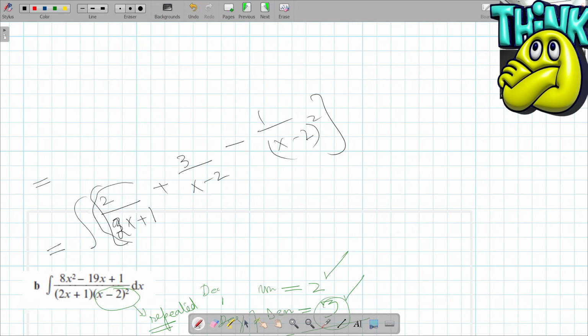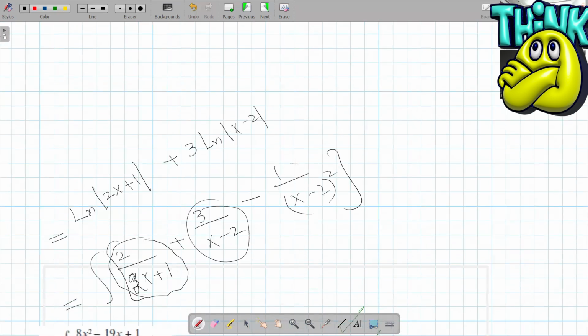So what is the integration of this? The derivative of 2x plus 1 is 2, so it is just log of 2x plus 1. And 3 times log of x minus 2. What about the third term, 1 over x minus 2 to the power 2? Is it x minus 2 to the power 3 over 3?